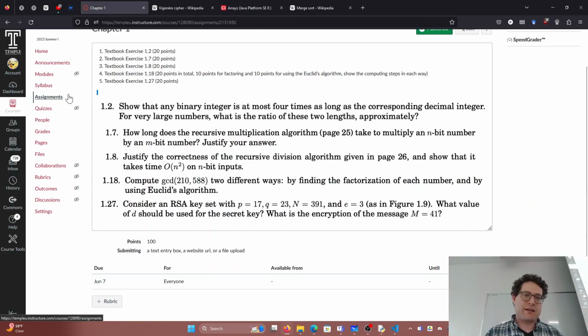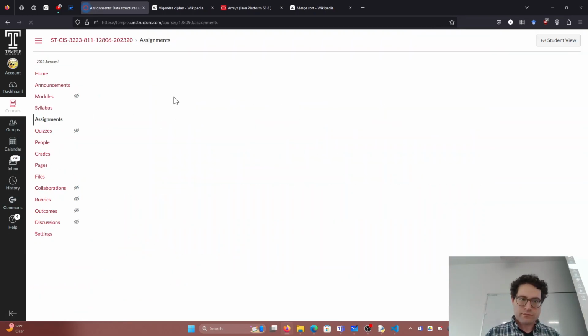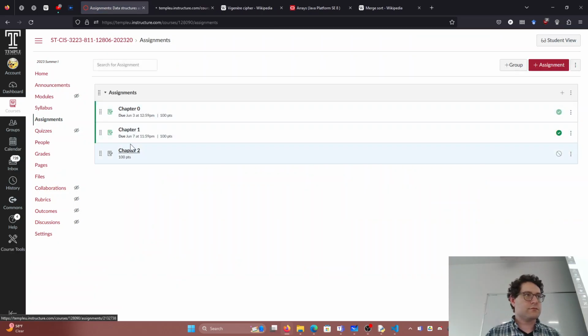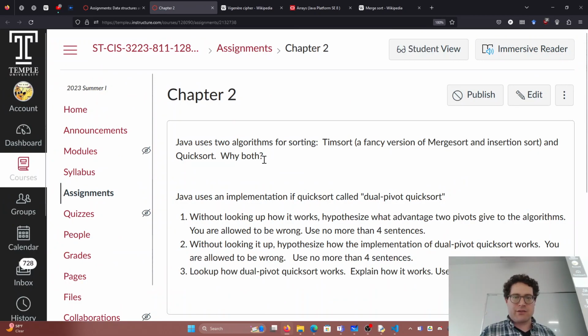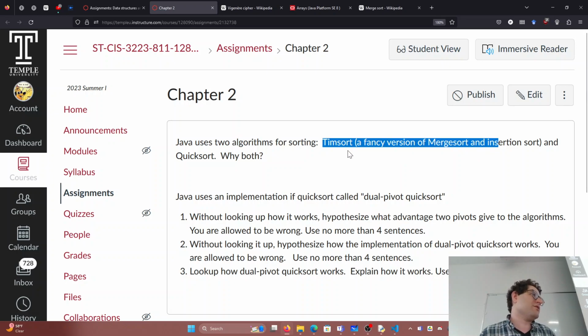So I haven't finished writing the homework yet, which is why I haven't posted it. Things like quicksort require a lot of space complexity. Actually, quicksort can be done in place. Merge sort is a bit trickier. So Java uses two algorithms for sorting, timsort and a fancy quicksort, and I'll post these in conjunction with the others, but here they are to start thinking about them. Just in case you didn't have a lot of other work from all your other classes. So timsort, a fancy version of merge sort and insertion sort, and quicksort.